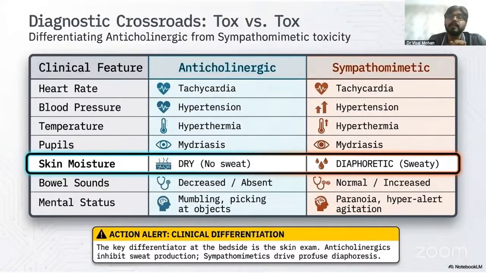The main feature is, because of the anticholinergic toxicity, the patient will have dry mucous membranes. Whereas in a sympathomimetic, the patient is excessively diaphoretic. This is the main feature. Along with that, in anticholinergic, there will be ileus and urinary retention. But in the case of sympathomimetic, there will be normal or increased bowel sounds. The patient is agitated and hyper alert in a sympathomimetic. But in the anticholinergic, they will be mumbling, like we said, Lilliputian hallucinations, mumbling speech, etc. So this is how you differentiate between an anticholinergic and a sympathomimetic. The main feature is the skin: dry skin in anticholinergics and diaphoretic in a sympathomimetic.